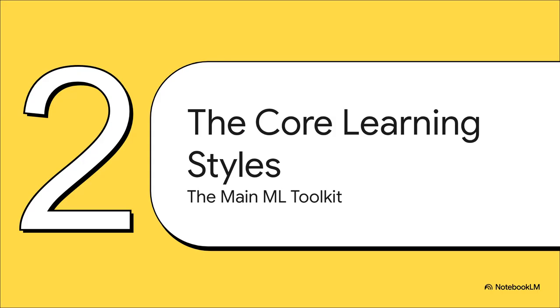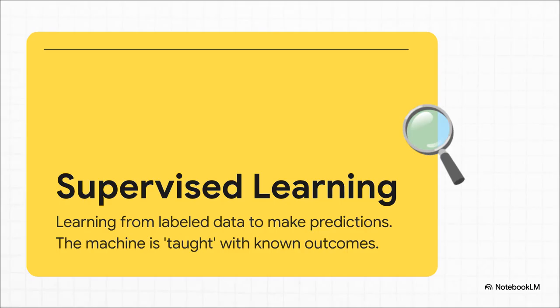So let's build on that and jump into the core learning styles. Really, you can think of these as the two main tools that every single data scientist has in their toolkit. First up, we've got supervised learning. And the name really says it all, right? You're supervising the machine by feeding it data that's already been labeled with the right answers. It's kind of like teaching a student with a textbook that has an answer key in the back.